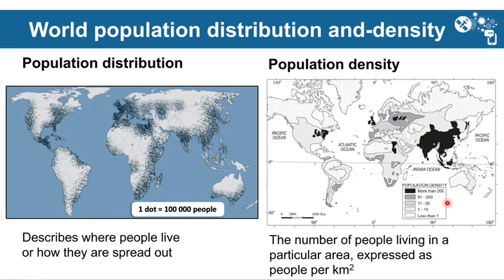You will see when you see black here, more than 200 people per square kilometer. If you see these very dotted ones, then you'll see, for instance, less than one. Look at here. Of course, it's too cold there, so people don't live there. So that is why we've got fewer people per square kilometer there. Okay, so that would be our population distribution and density.